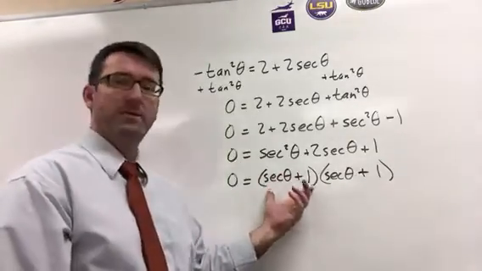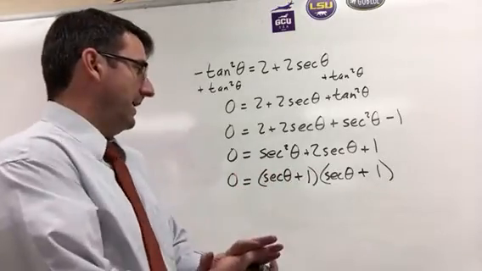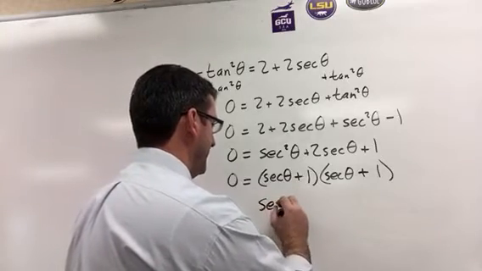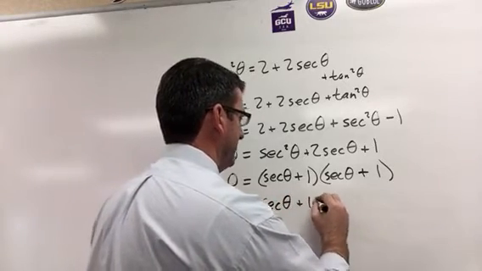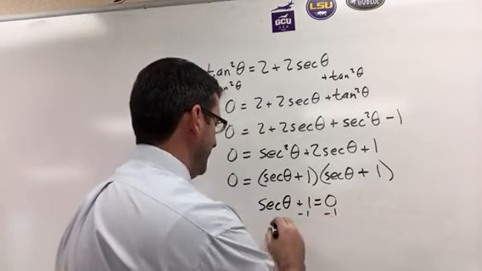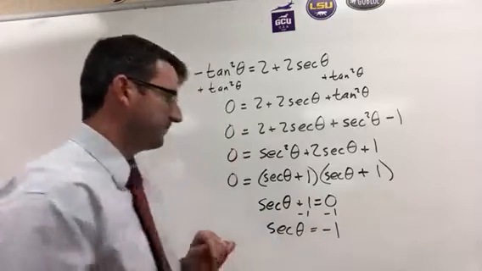And now here's where we would set each of these equal to 0. But since they're both the same, we can just set 1 equal to 0. So secant theta plus 1 equals 0. We'll subtract 1 from both sides. We get secant theta equals negative 1.